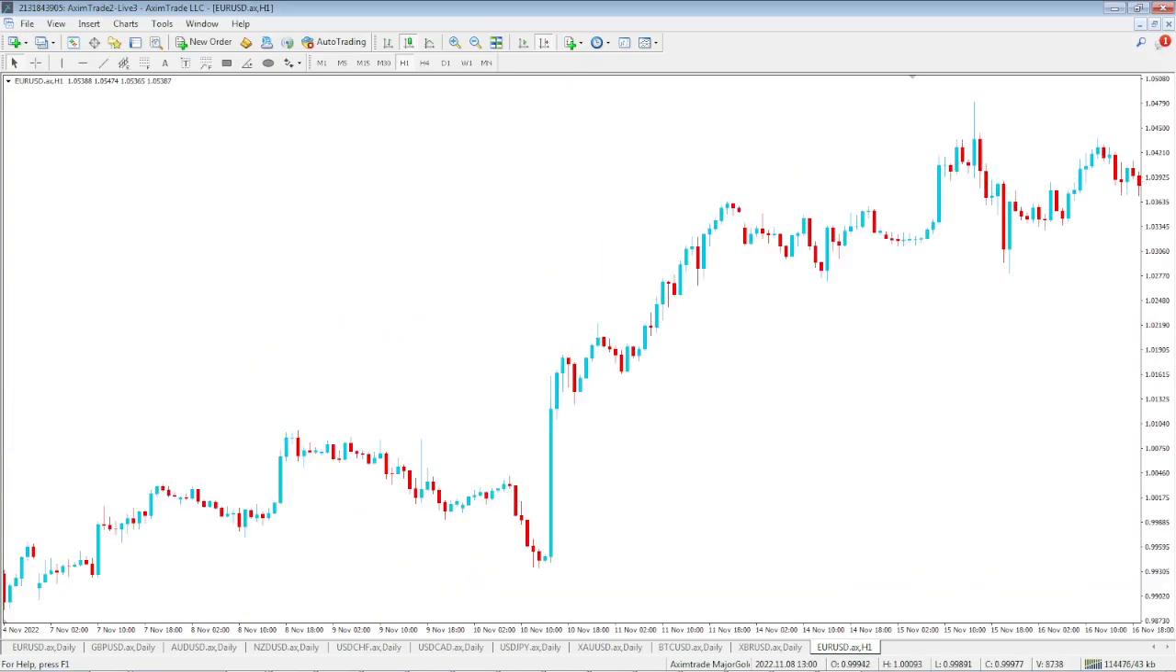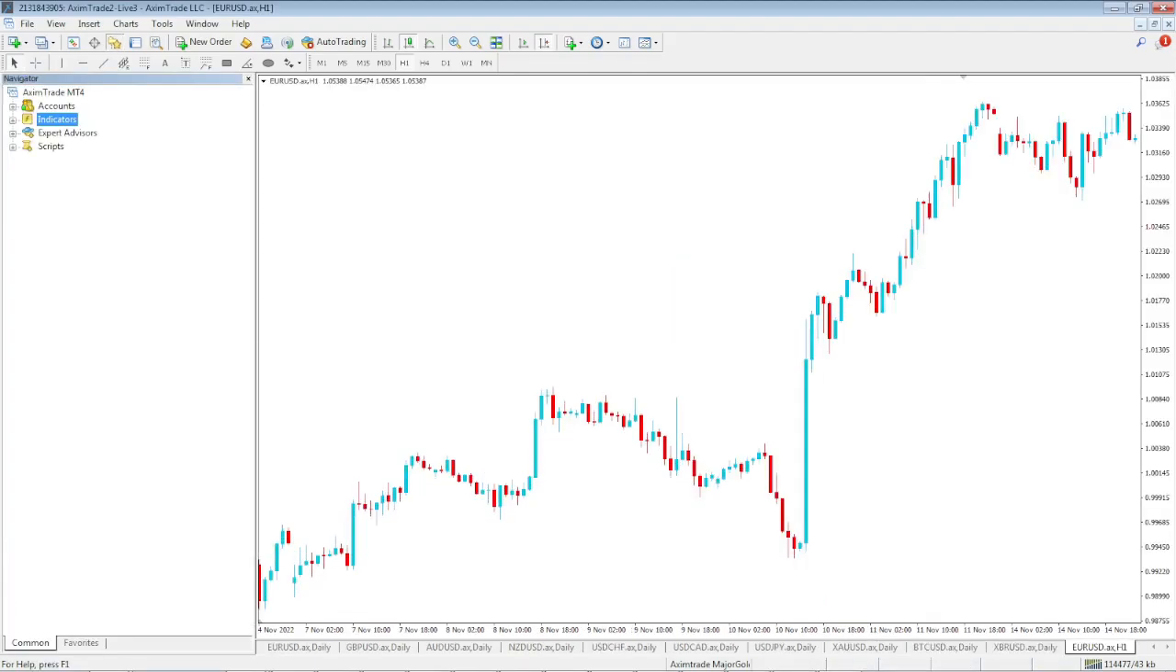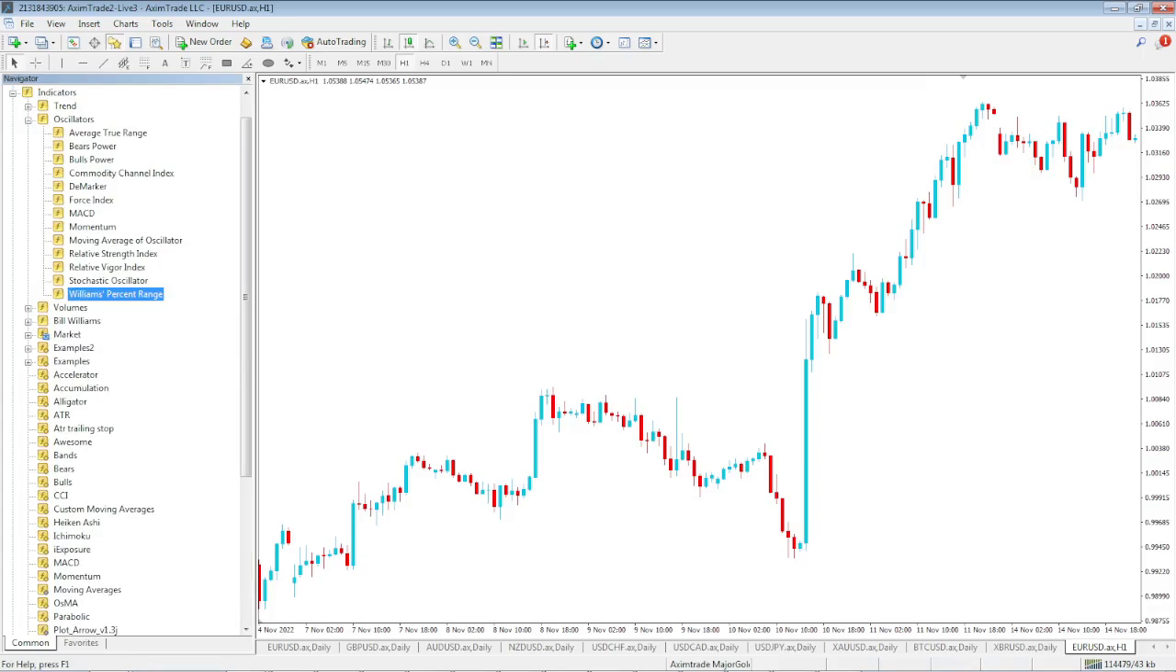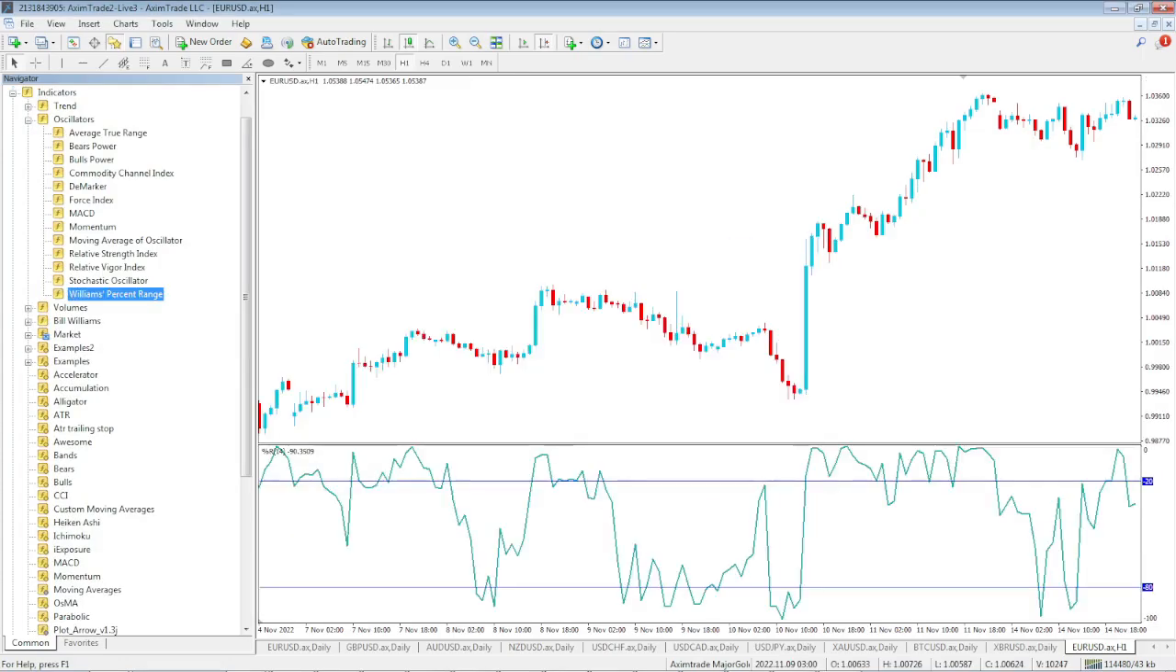The second method is the easiest one, as you click and drop it from the Navigator panel. To do that, simply go to the Navigator panel, Indicators. Under Oscillators, click the Williams percent range, then drag and drop it on the chart.